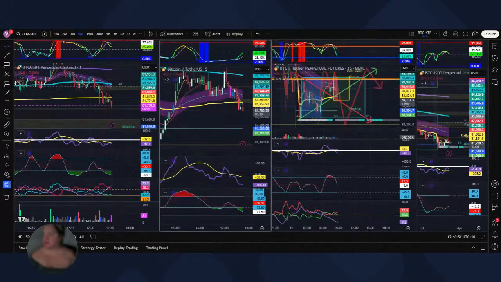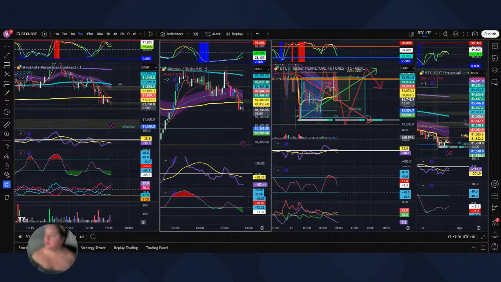I might just leave it at that because not much seems to be happening. And we might just get this consolidation until New York.